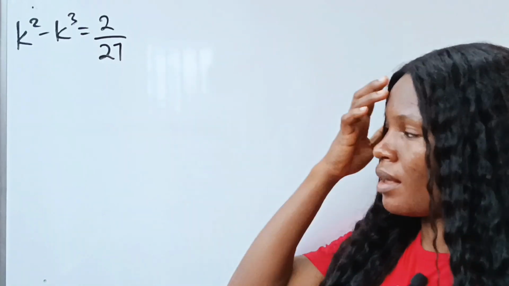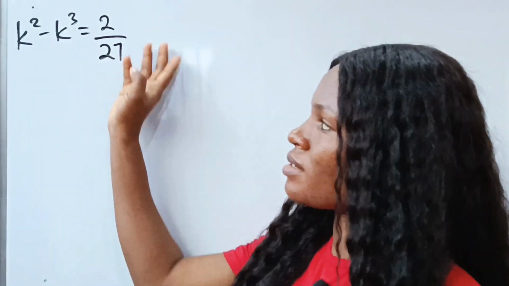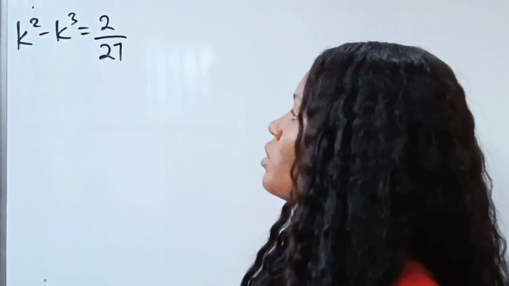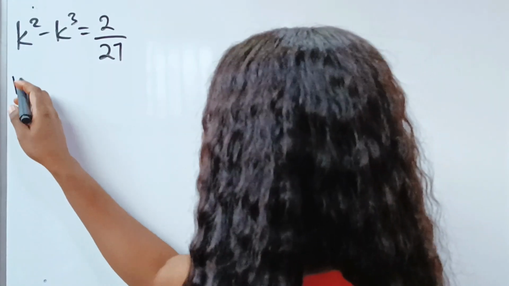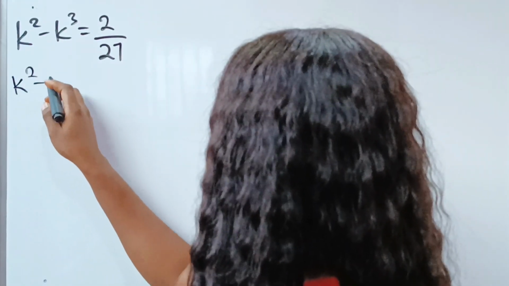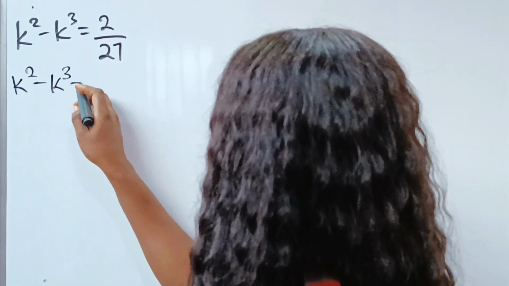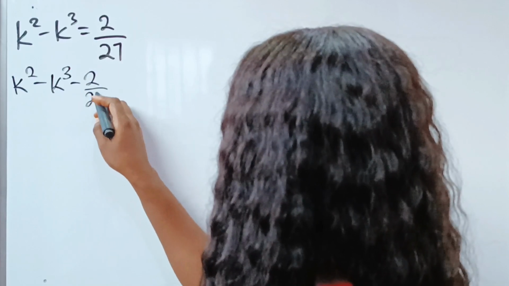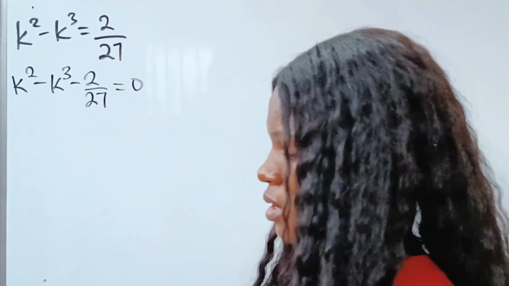Let's solve for k. First, let's bring this constant to the other side of the equation. So when we do that, we have k to the power of 2 minus k to the power of 3 minus 2 divided by 27 is equal to 0.